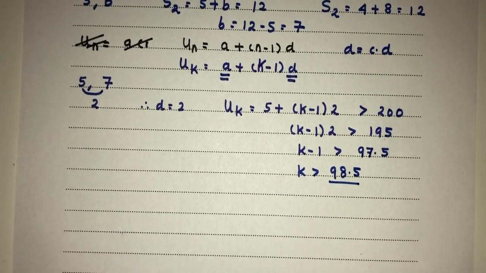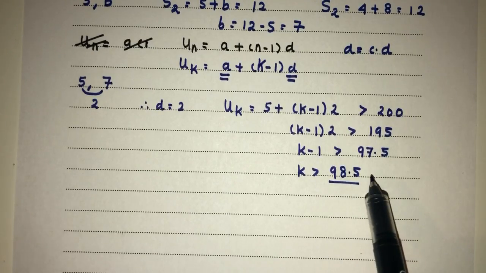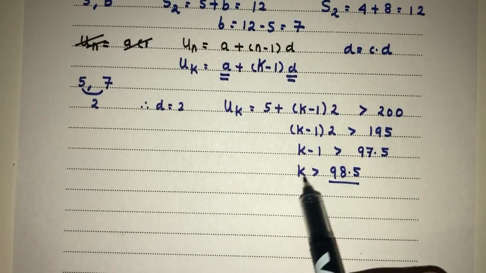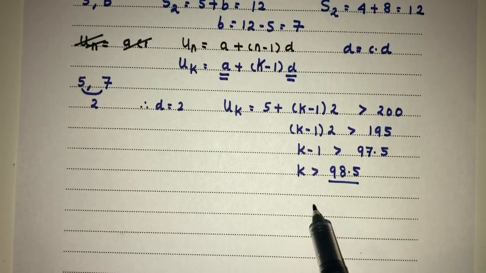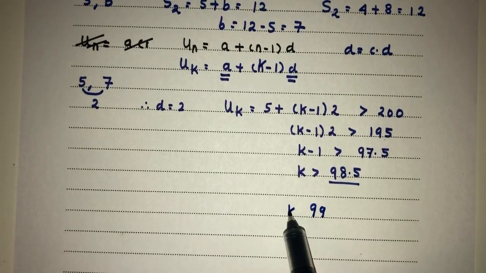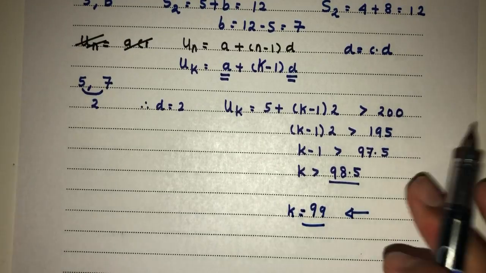So of course, k is integer value. You would not give decimal value as your answer. So k has to be more than that, and a term is an integer value. So what is the value after this? That will be 99. So k has to be 99 as your answer. That is your question number 4.